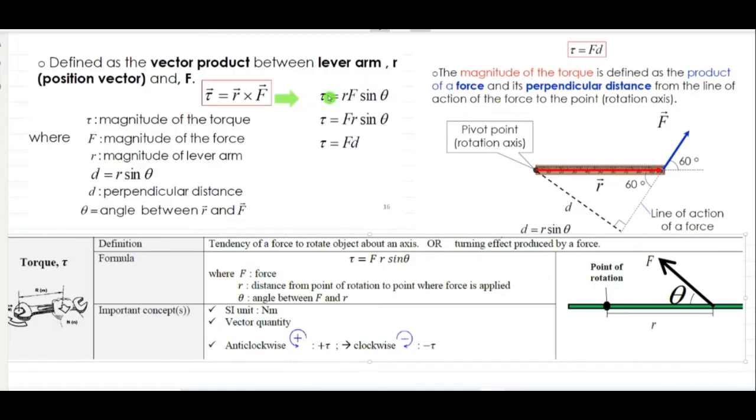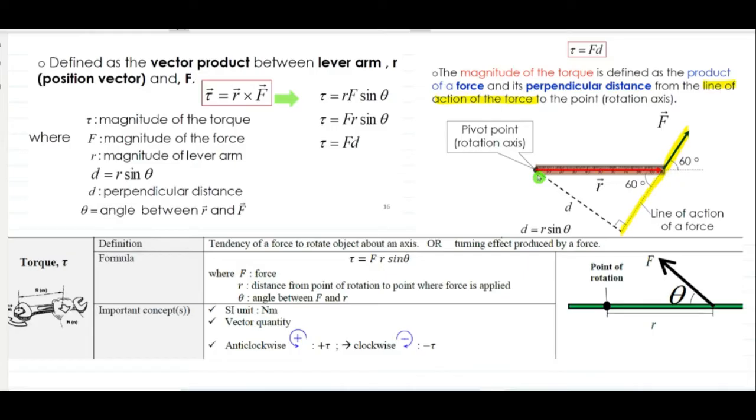Apa maksud line of action? Okay, so line of action of the force. So tengok dekat sini elok-elok. So kita ada force dekat sini. Okay, so the line of action adalah line yang kita panjangkan ini. Kita tarik line force ni, panjangkan dia. So this line of force here must be perpendicular to the distance. Okay, so this is the pivot point.